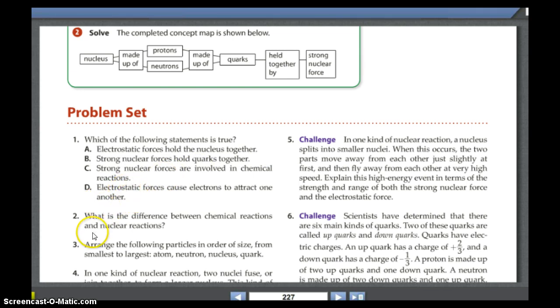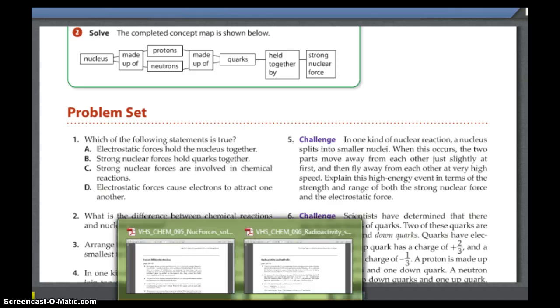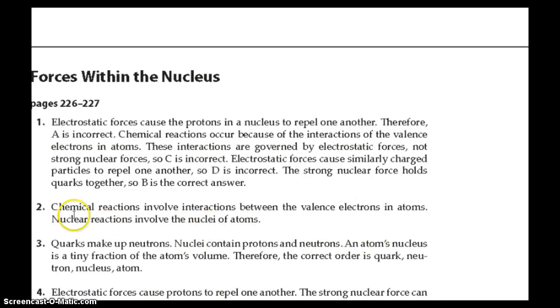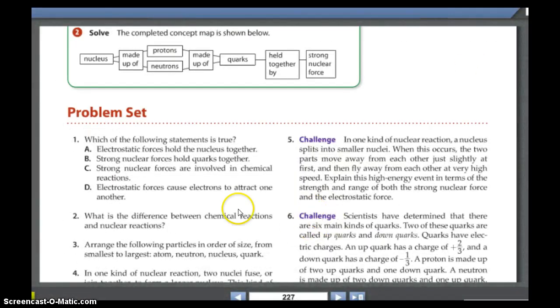All right. Number 2, what is the difference between chemical reactions and nuclear reactions? Hit pause, think it over. Chemical reactions involve interactions between valence electrons and atoms. Nuclear reactions involve the nuclei of atoms. So chemical is going to have to do with the electrons. Nuclear, we're messing around with the protons and neutrons.